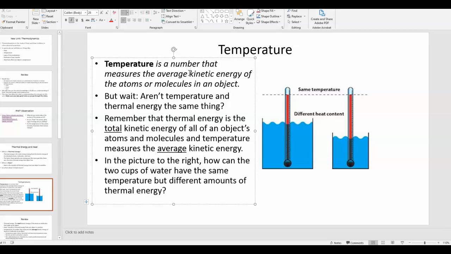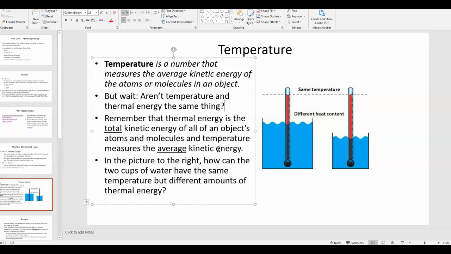Second of all, that word average is different than the word total that we saw for thermal energy. So temperature has to do with the average kinetic energy of each of the atoms or molecules, whereas thermal energy has to do with the total amount. And so are temperature and thermal energy the same thing? No. They have two completely different definitions. Remember, the thermal energy is the total kinetic energy of all of an object's atoms and molecules, and temperature measures the average kinetic energy.